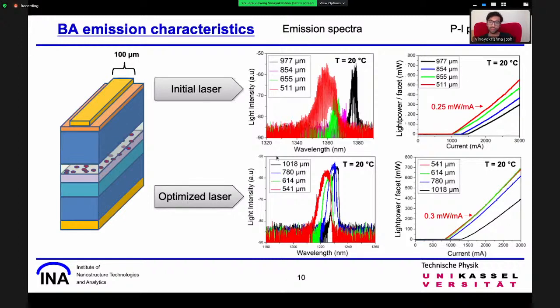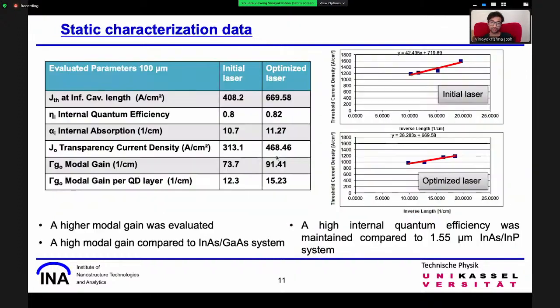The slopes of the PI plots for the shortest laser was calculated as 0.25 milliwatt per milliampere for the initial and 0.3 milliwatt per milliampere for the optimized. In general, the optimized laser has more light output power and operates at lesser threshold current densities for similar lengths. These results also imply that there was a reduction in carrier escape by the improvement in the barrier height. But in order to see a better impact, we performed a temperature-dependent analysis.